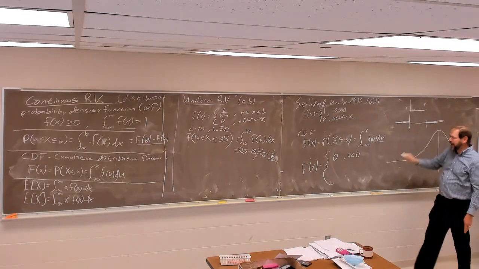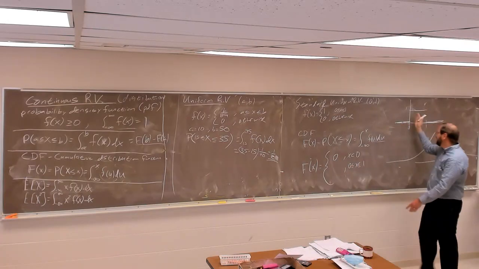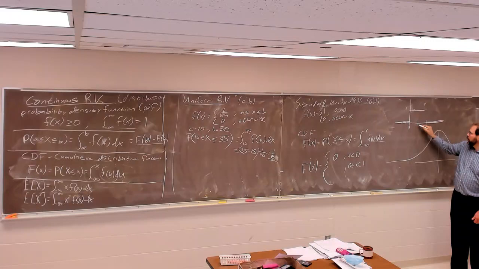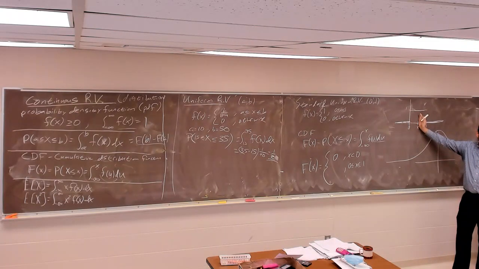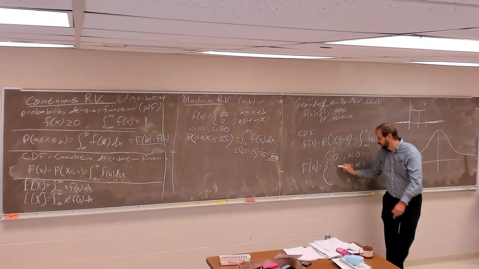It's not until I pass 0 that I start accumulating probability. So the question is, if I'm at some value x between 0 and 1, what's the area under the curve to the left of this? Well, the base is the distance between 0 and x, which is x, and the height is 1. So it would be x.